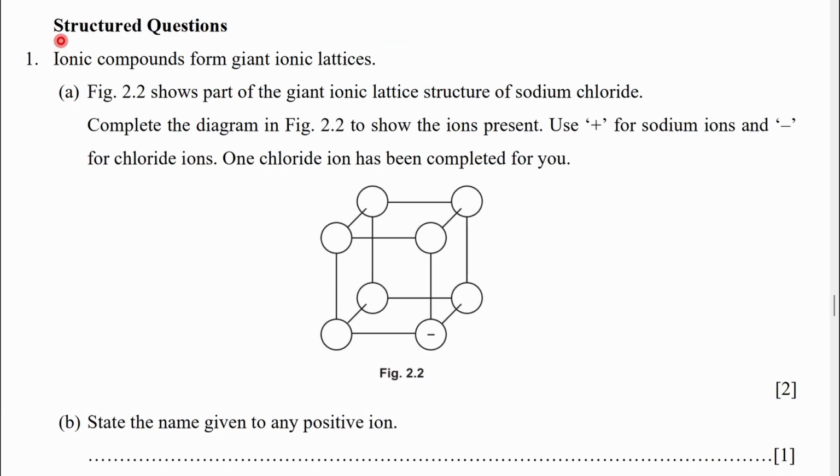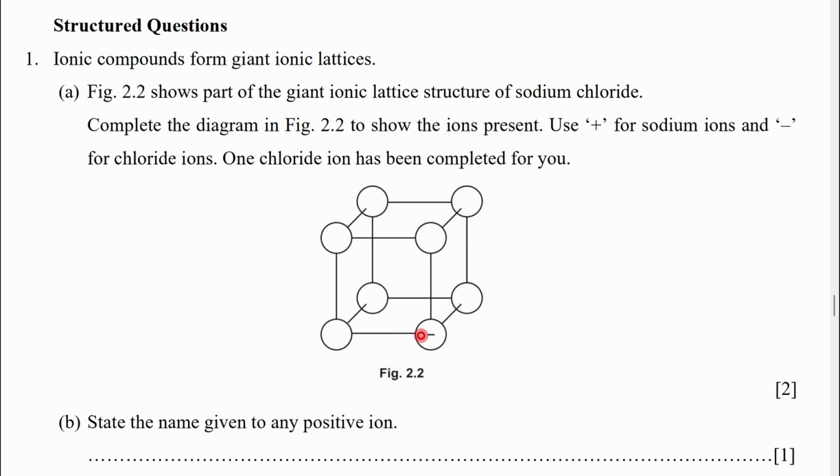Next, let's move to the structure question. Question 1. Ionic compounds form giant ionic lattices. Figure 2.2 shows part of the giant ionic lattice structure of sodium chloride. Complete the diagram in figure 2.2 to show the ions present. Use positive for sodium ions and negative for chloride ions. One chloride ion has been completed for you.